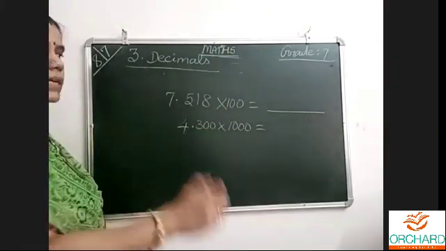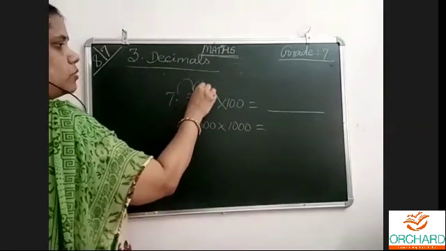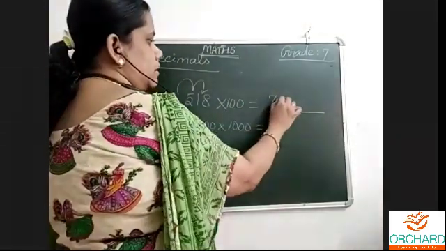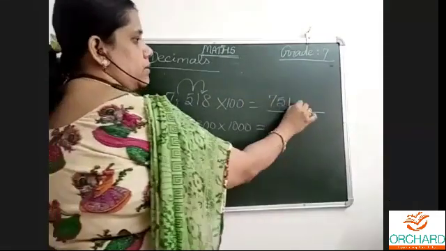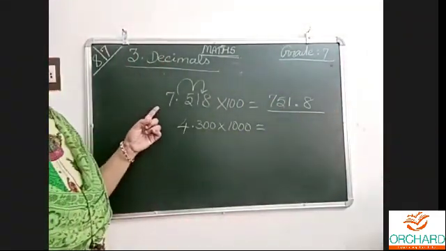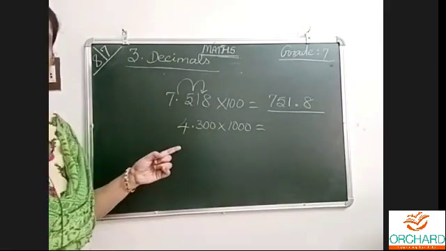100, 2 places to jump. 1, 2. Stop. The point went here. 751. The point moved here. 0.8. Those who gave the correct answer, very good. This is the correct answer.